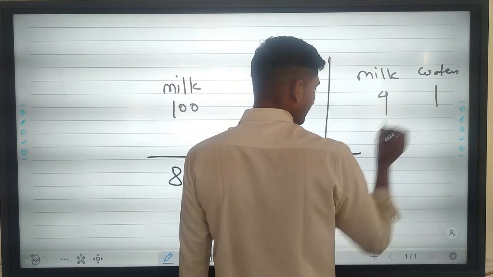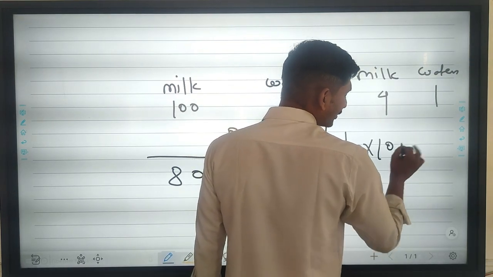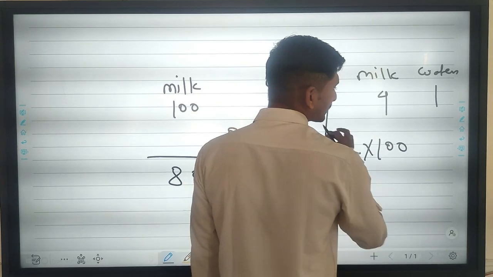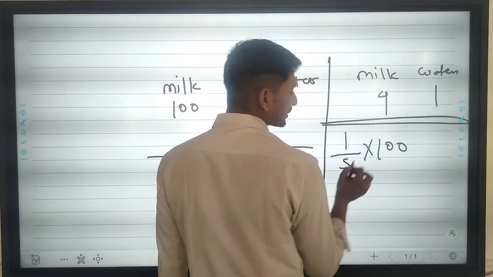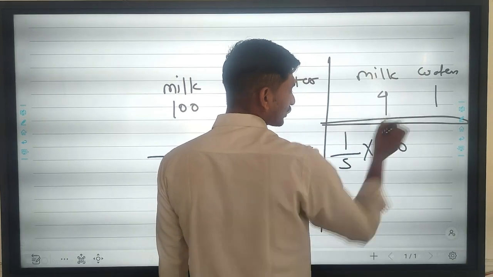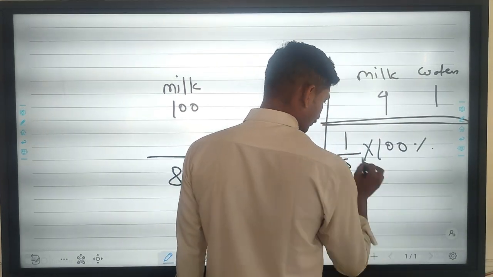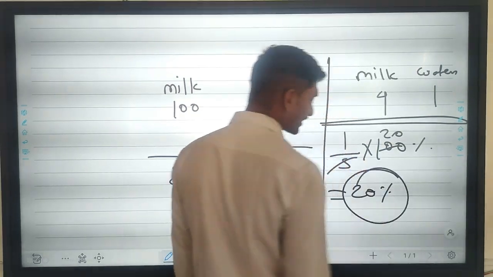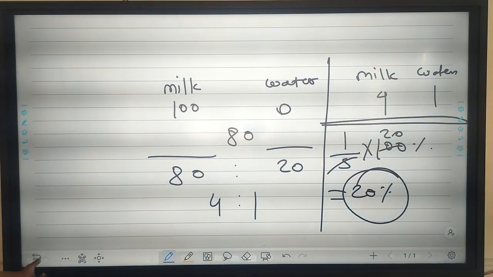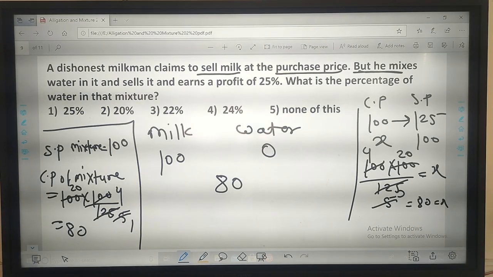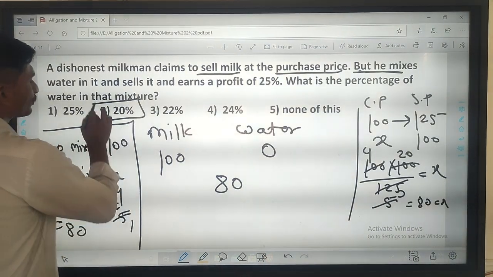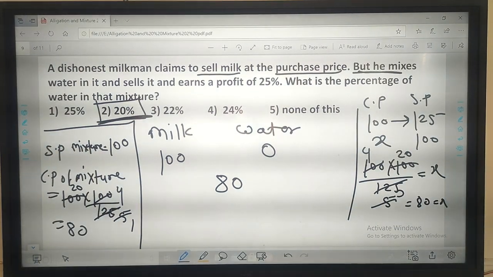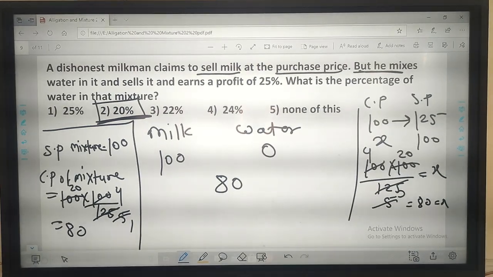And the water is 1, into 100%. The quantity of water is 1 into 100%. Then the percentage of water is 20%. Your answer is 20%.